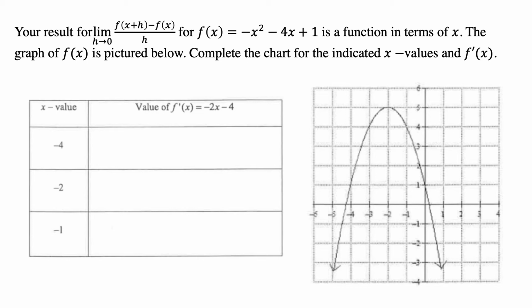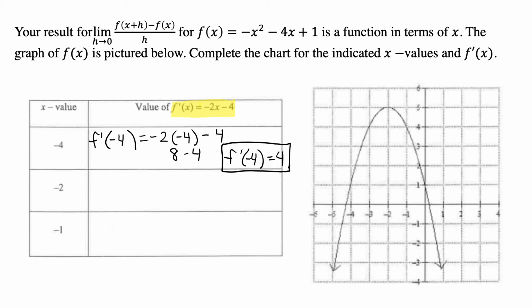So here we have pictured the graph of our original function f of x, and we just want to fill in this table to the left for the indicated x values and f prime of x, the function that we found. So we're first going to look at f prime of negative 4. This was our result in our last slide. F prime of x was negative 2x minus 4. So we're going to start just by evaluating this at negative 4. So we would get negative 2 times negative 4 minus 4. Negative 2 times negative 4 gives us a positive 8 minus 4. So f prime of negative 4 equals 4.